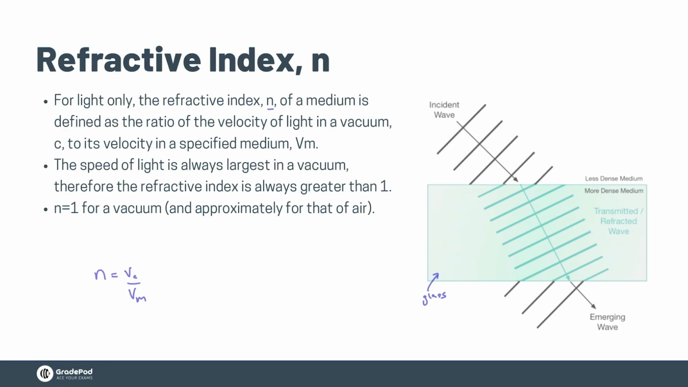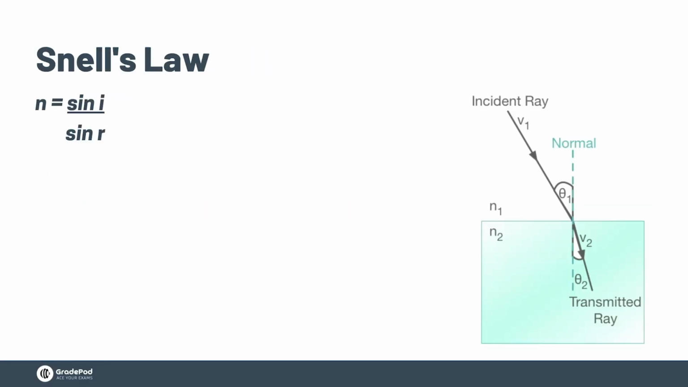The speed of light is always largest in a vacuum. So if we've got a vacuum here, and for the purposes of this let's just say that air is similar to a vacuum, then the speed of light in a vacuum is 3 times 10 to the 8 metres per second. So the refractive index has to always be greater than 1.